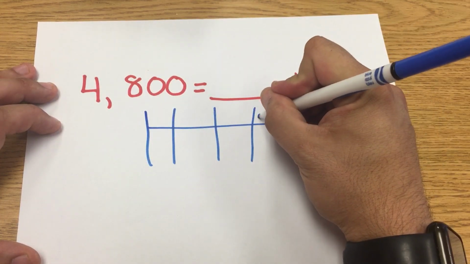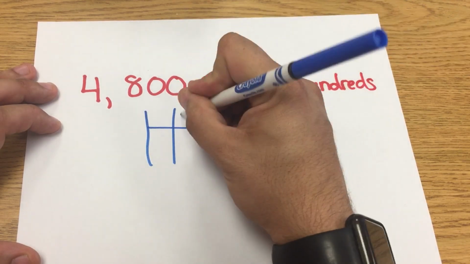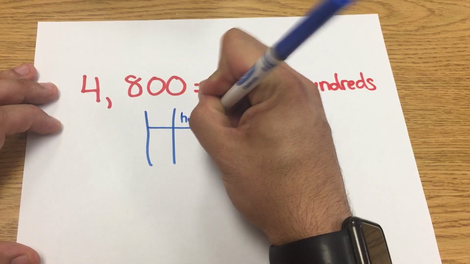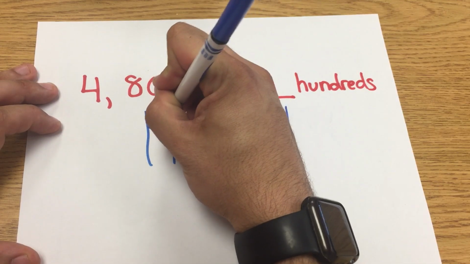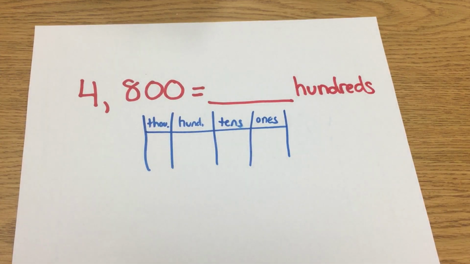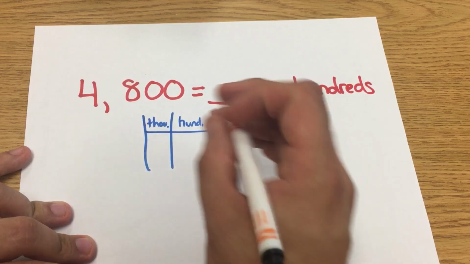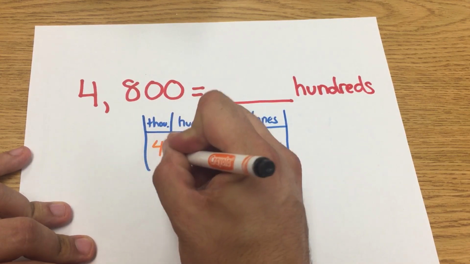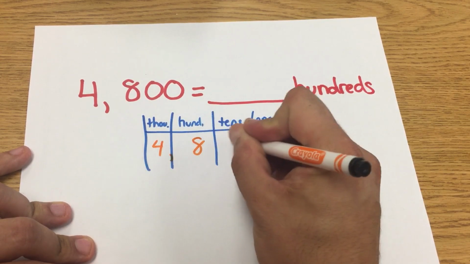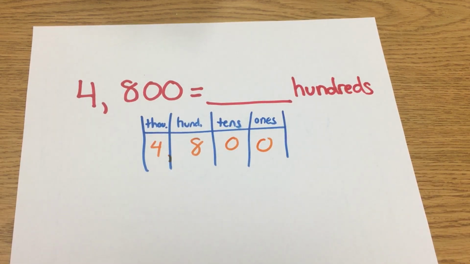So we know that we start off with the ones, and then we have the tens, we have the hundreds, and then we have the thousands place. And of course, if we had a larger number, we could continue to extend it this way. So the first thing that I want to do is take a look at putting this number into our place value chart. So again, that's going to be 4,800.